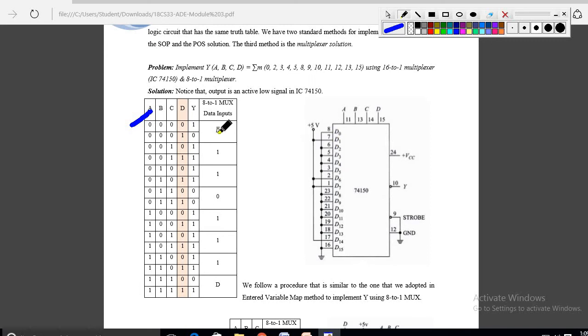D0 is this one, D bar. Okay, it is 1, 0 to 7, 7.